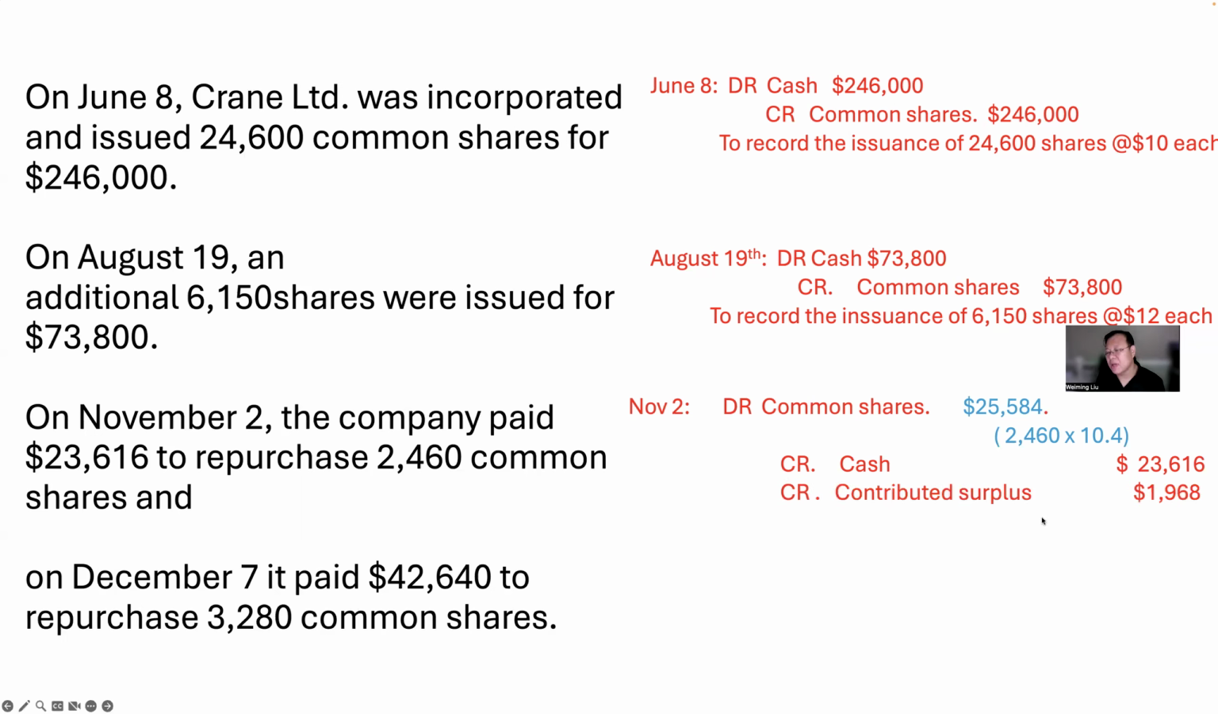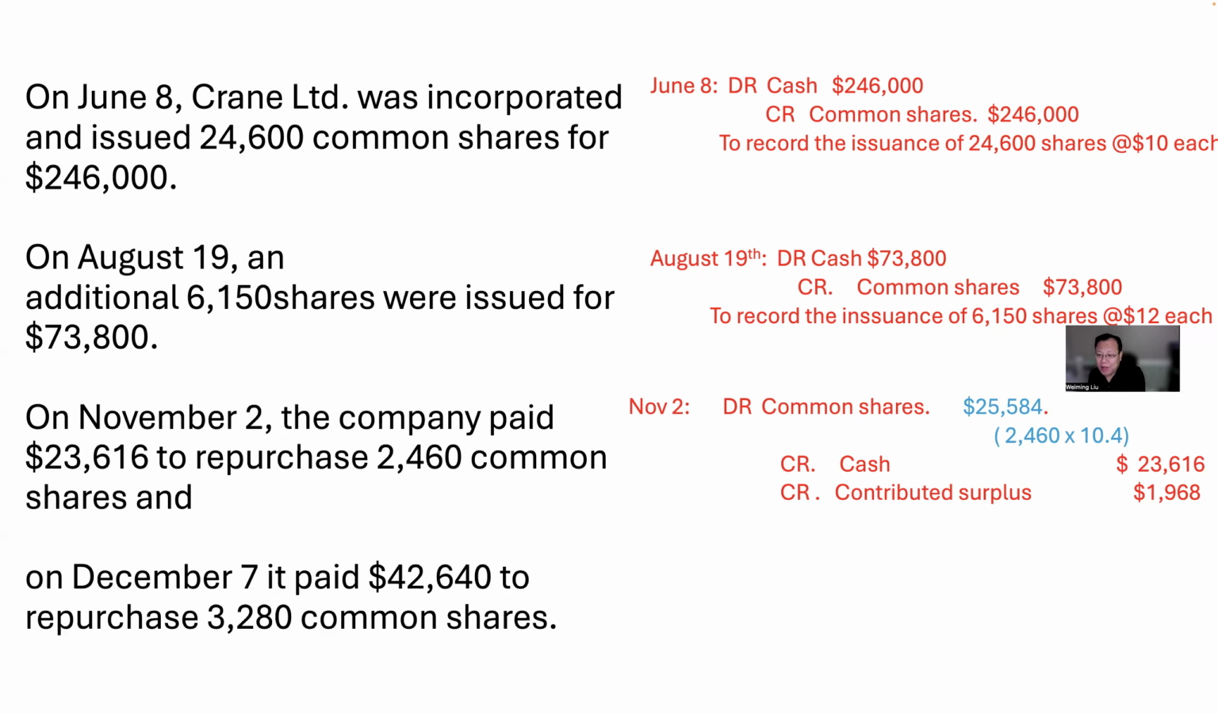contributed surplus. This account, contributed surplus, is an equity account. This account will capture the balance due to the issuance and buyback of common shares, because the issuance price and the buyback price are not exactly the same. There's a price fluctuation in the market, so you may contribute to this contributed surplus. In our example, this is a good scenario. The buyback price is lower than the issuing price. So the company is actually benefiting from that, right?